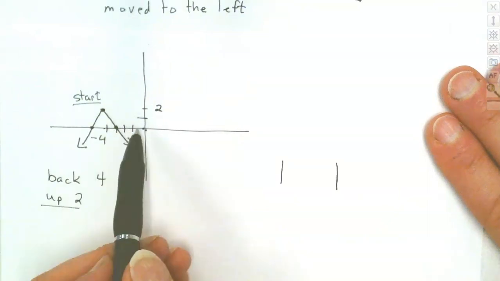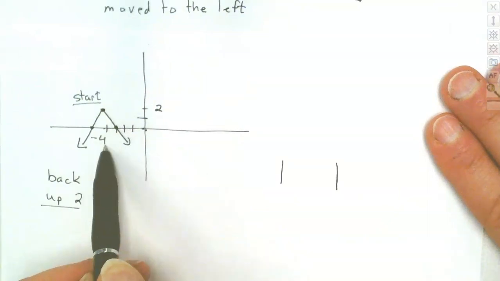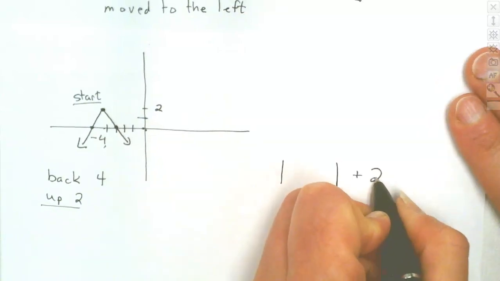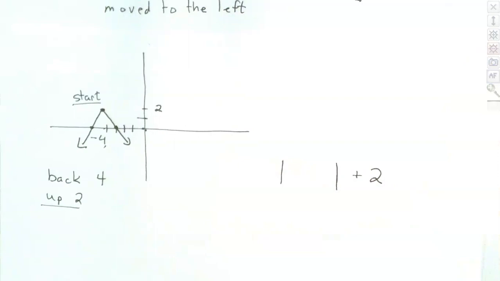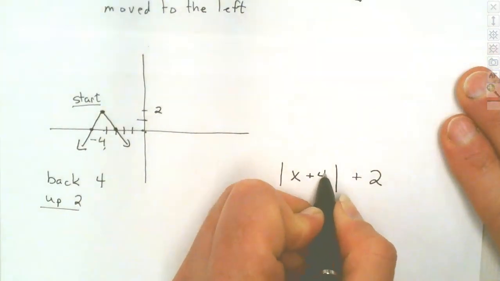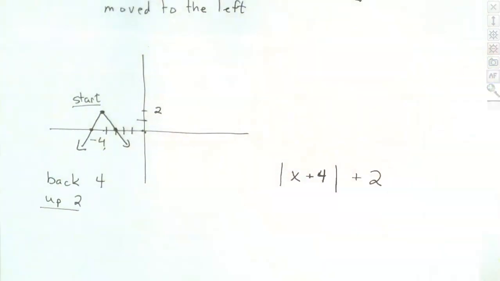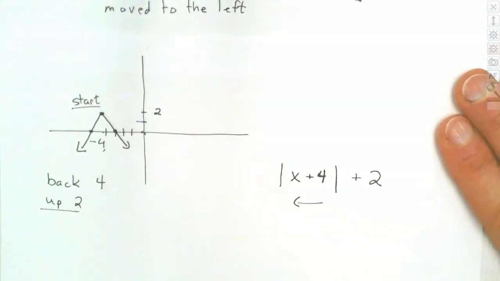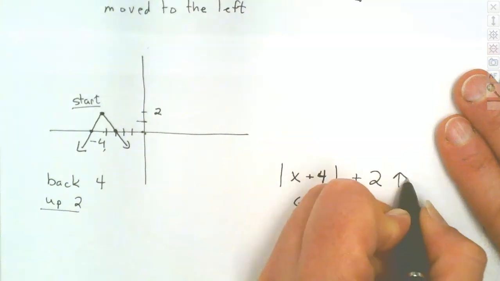So what did we do? We went back 4, up 2. So we went up 2 units, so that means we're going to have a plus 2 on the end, because it moved it up. Moves it up or down, it goes on the end. What about that minus 4? We move it back 4, so we change our sign. So inside the absolute value, we're going to have a plus 4 there, because that will move it back to the left, and that 2 would move it up 2.